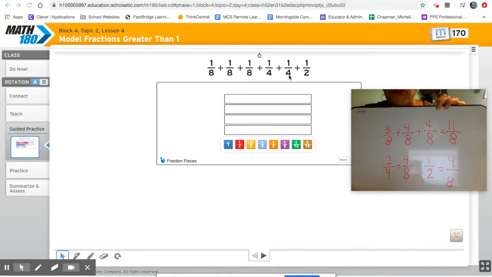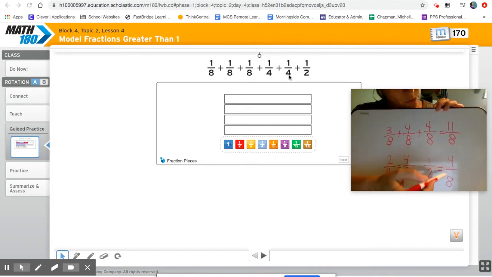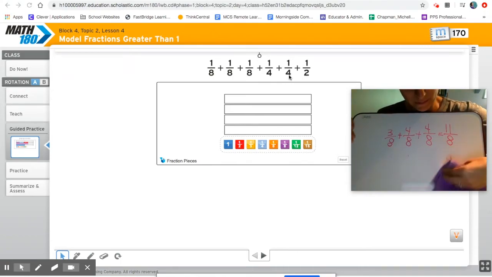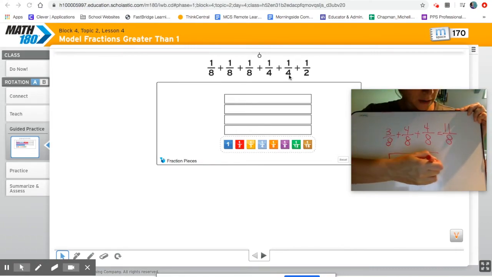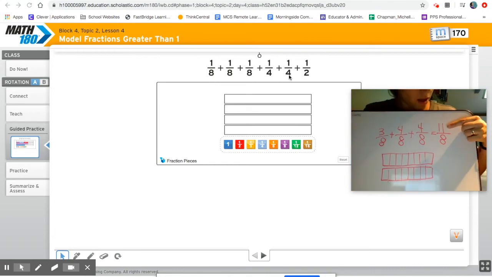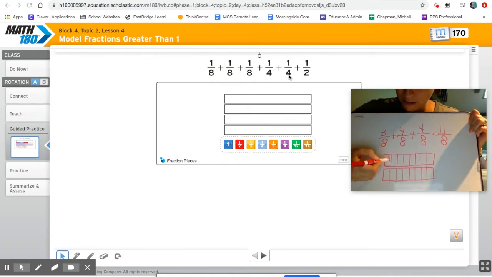That means I need to turn it into a mixed number. So I can do this by drawing a model and seeing how I would fill the model, or models, because we know we're going to need more than one. So if I draw 2 rectangles, divide each of them into 8 halves, fourths, eighths. I then color in 11 of those eighth-size pieces. 1, 2, 3, 4, 5, 6, 7, 8, 9, 10, 11.